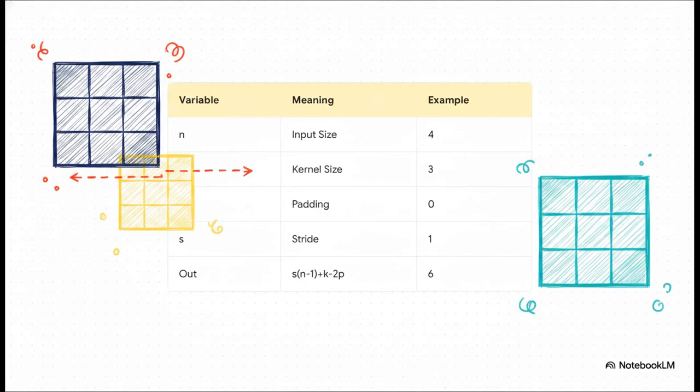And the math underneath it is surprisingly elegant. Let's break down the formula for the output size. It's the stride multiplied by the input size minus 1, plus the kernel size, minus 2 times the padding. So say you have an input size of 4, a kernel of 3, a stride of 1, and 0 padding. Plug those in. 1 times the quantity 4 minus 1, that's 3. Add the kernel of 3, you get 6. Subtract the 0 padding, and boom, your 4x4 input matrix just seamlessly expanded into a 6x6 output matrix.